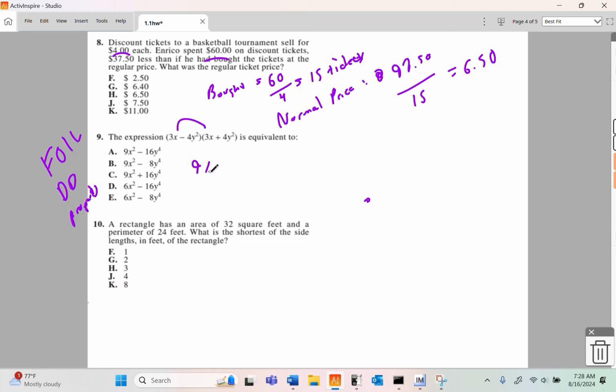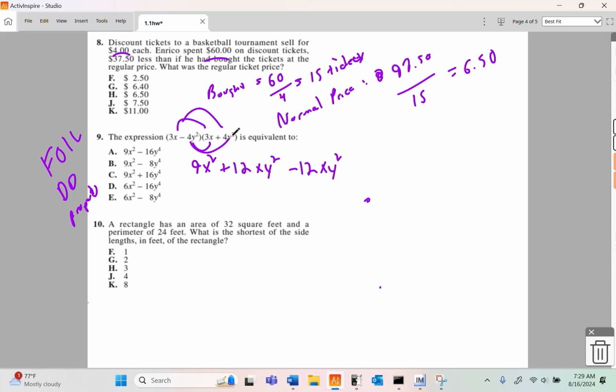3x times 3x is 9x squared. 3x times 4y is going to be 12. There's an x and a y squared. Inside, negative 4y squared times 3x is going to be negative 12. There is an x and there is a y squared, so it's kind of cool. These cancel each other out.